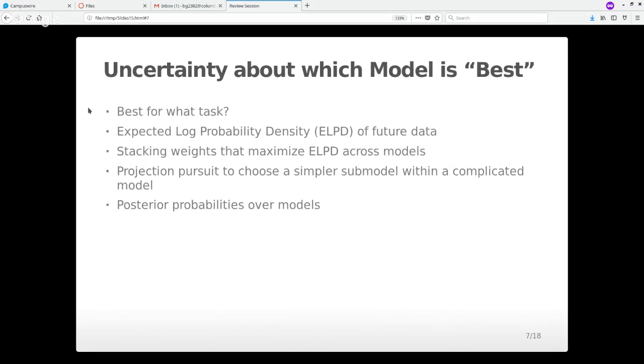So the second source of uncertainty is uncertainty about which model is best. One of the things when evaluating a question like this is to say best for what task, by what criterion. But once you've answered that question, we have a lot of options in the Bayesian framework with which we can answer a question like that. If what you mean by best is, what is expected to predict future data best? Well, we have expected log predictive density, which is one of the most core ways of evaluating prediction success.